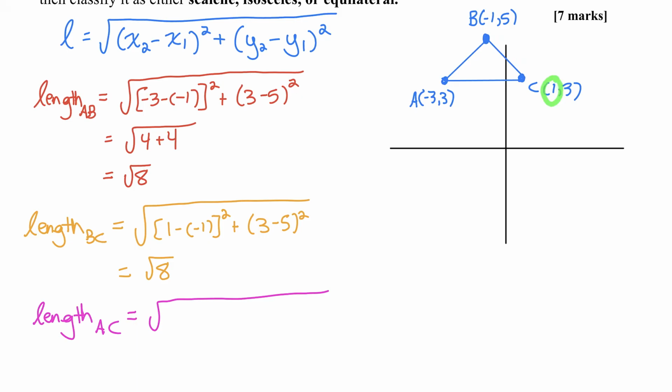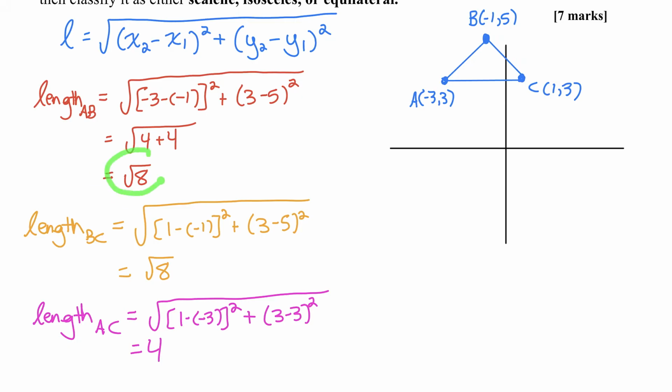The difference in the x's, 1 minus negative 3, I'll square that, plus the difference in the y's, 3 minus 3, and then square that as well. So underneath the square root, 1 minus negative 3 is 4, square that is 16, plus 0 squared is 0. So I just have the square root of 16, which is of course just equal to 4.